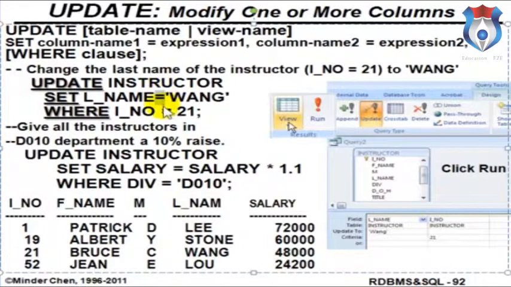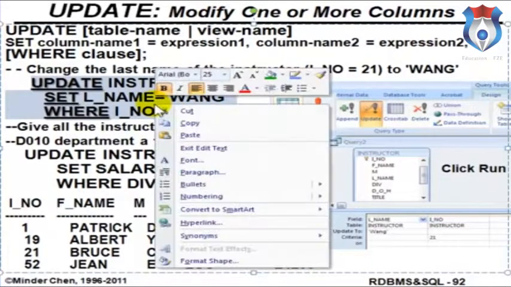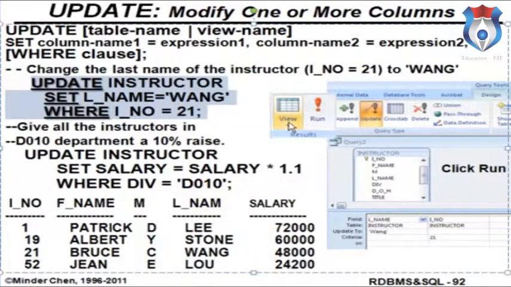This equal sign is an assignment statement. You're assigning the value "when" on the right hand side to the column name at the left hand side. Here this equal sign means equal, which means instructor number equal to 21. So this update statement together really means I want to change employee number 21's last name to "when" and nobody else. Okay. So let me copy this.